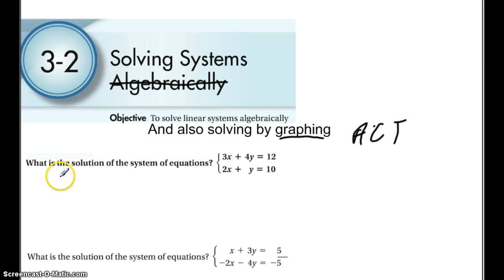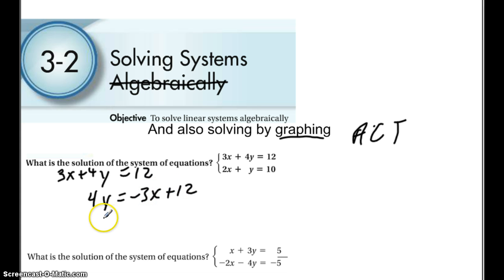Let's do the first one. 3x plus 4y equals 12. Again, solve for y, subtract 3x, and then divide everything by 4. Second one, subtract 2x from both sides, and then that one is actually already done.